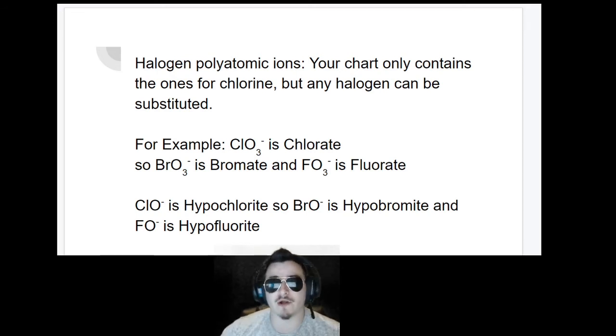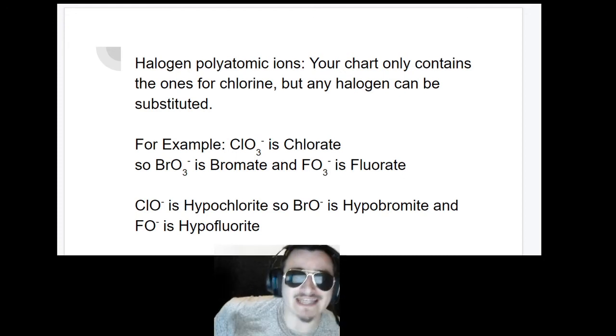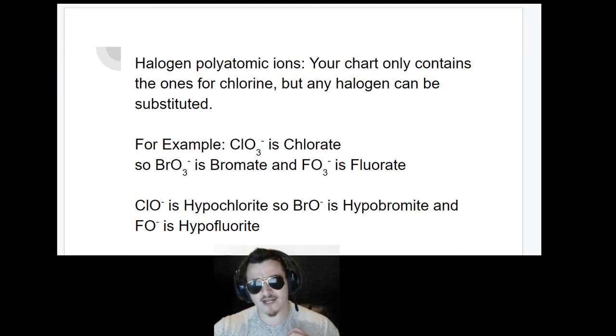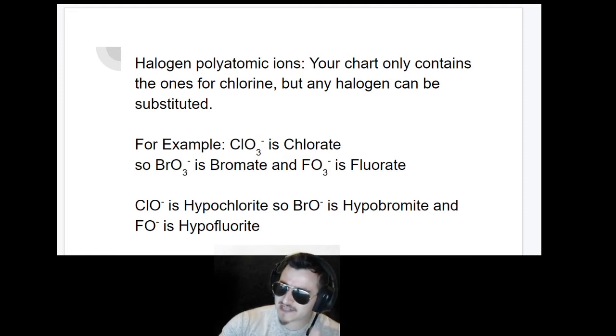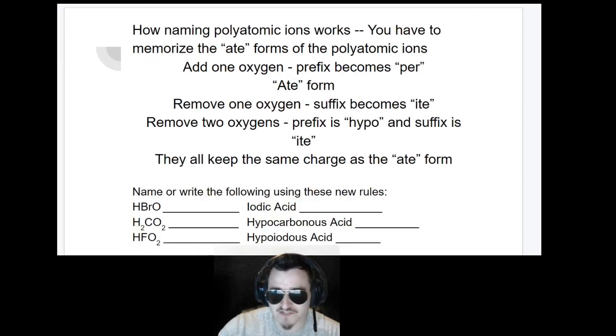Why they do the chlorine ones over the other halogen ones, I'm not sure. But they just do it in order to save ink. There is a relationship there. And so now, what I really want you to do is pay attention to those chlorine polyatomic ions, because we're going to use them as a baseline for the very last part of this video.